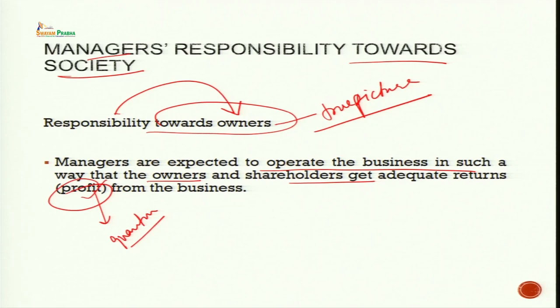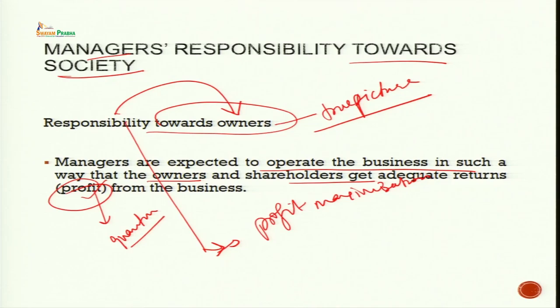They should also treat equally the different categories of owners like equity shareholders, preference shareholders and debenture holders. Managers should always keep in mind the stability of the business enterprise while making decisions. They must also make sure that the organization continuously grows and the owners gain from such growth. In brief, owners must have capital protection and profit maximization. This is the responsibility of the manager towards the owner. Along with this, access to accurate information and equality in treatment is expected.